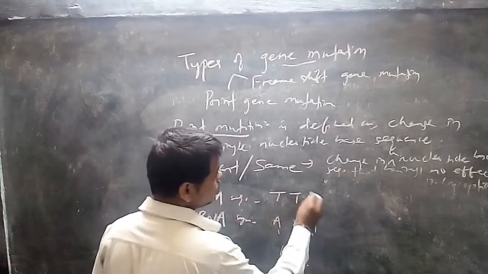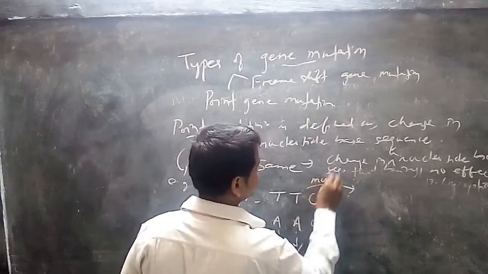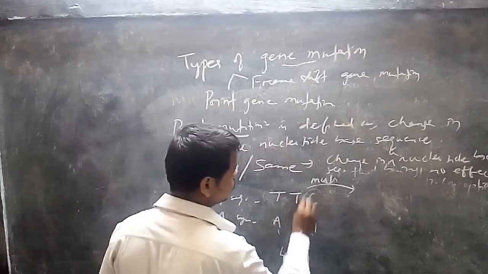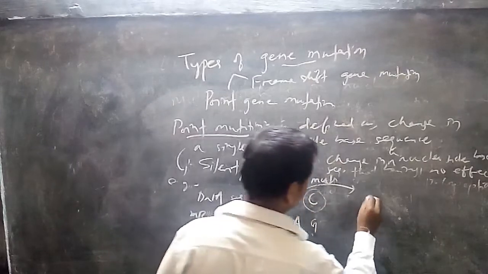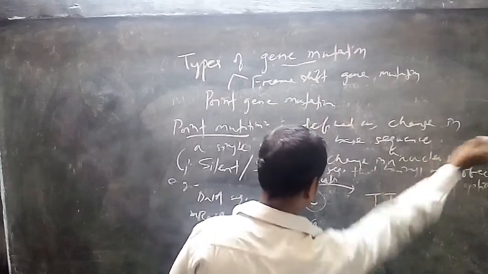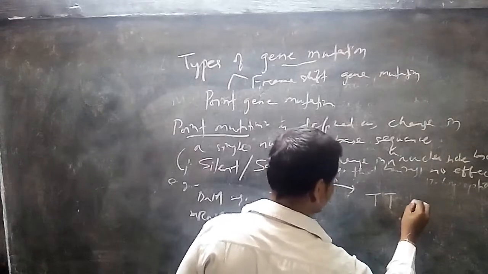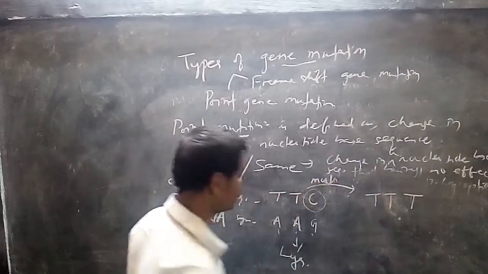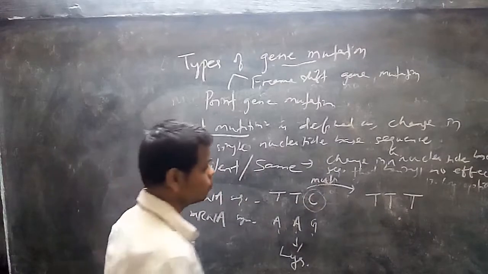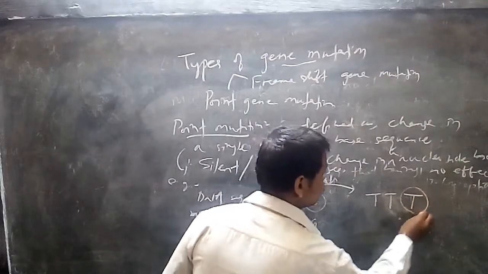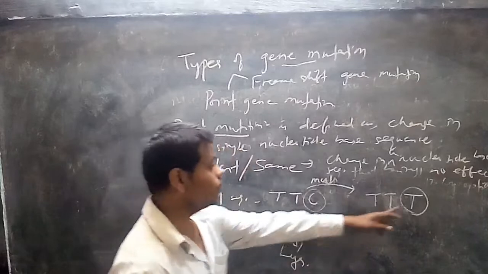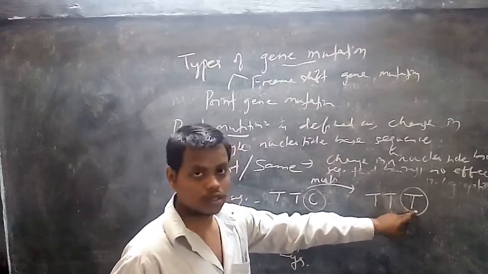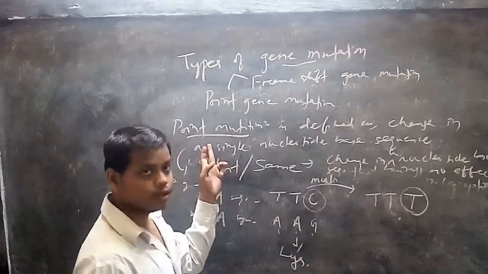If this normal sequence undergoes mutation in a single nucleotide, suppose this cytosine is changed and a thymine is added in place of C, then a change in the nucleotide base sequence at one place occurs.